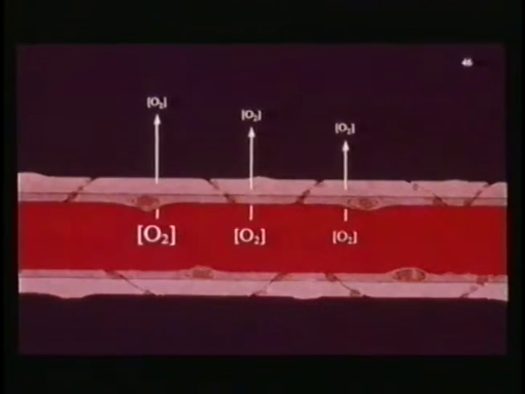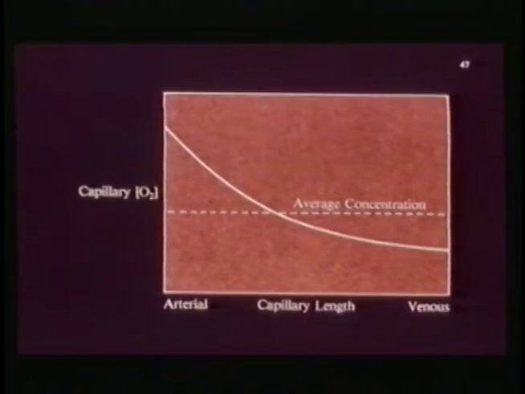46. For a substance that moves rapidly between blood and tissue, oxygen for example, the capillary concentration falls all along the length of the capillary. The tissue consumes from 20 to 90% of the oxygen that enters the capillary with the blood. 47. In determining diffusion rate, the relevant concentration is the average concentration along the length of the capillary.